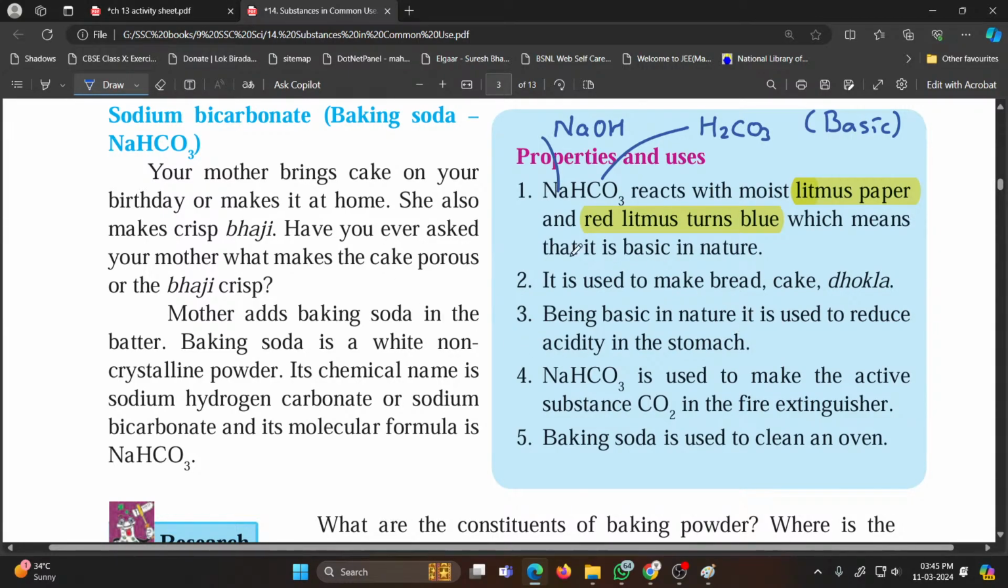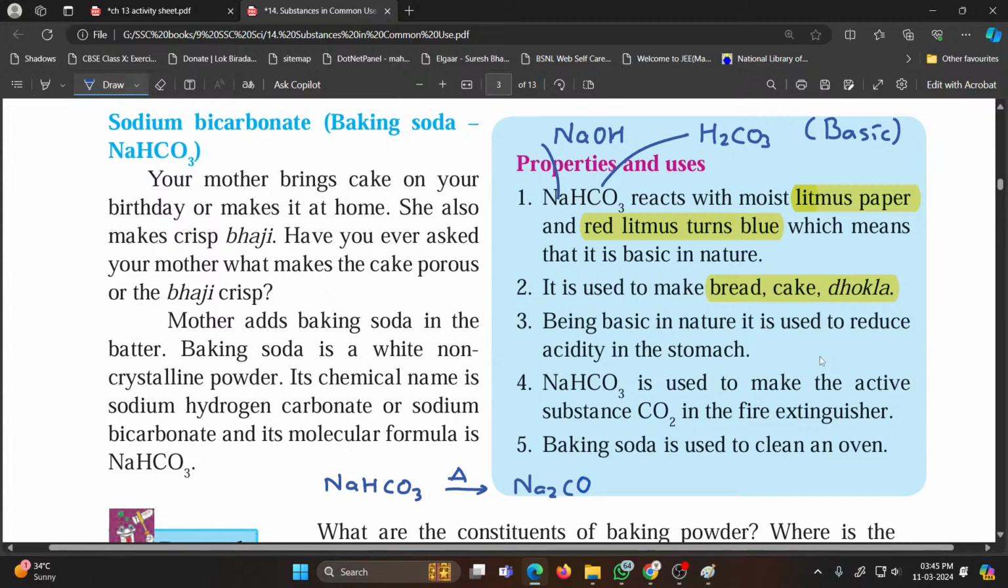It is used to make bread, cake and dhokla. Now when sodium bicarbonate is heated, it decomposes and gives us Na2CO3, that is sodium carbonate, and carbon dioxide gas along with water.